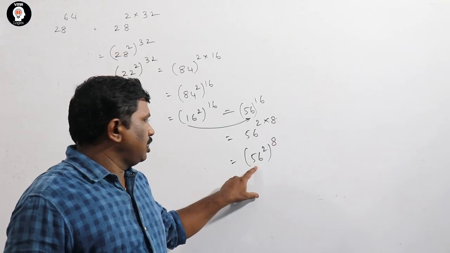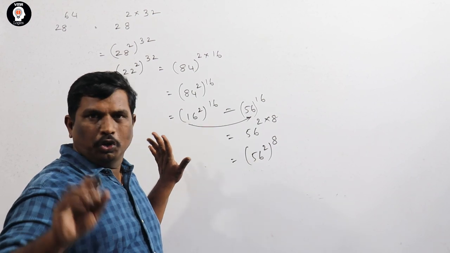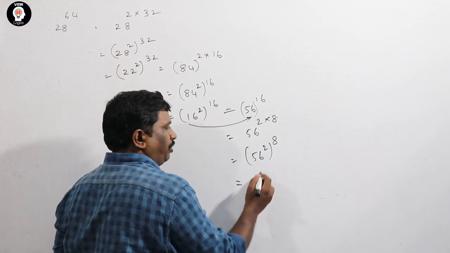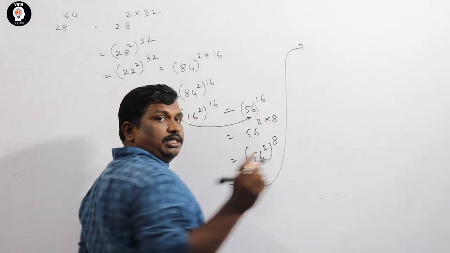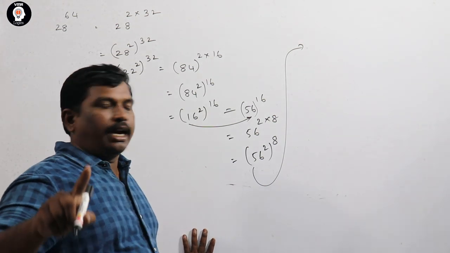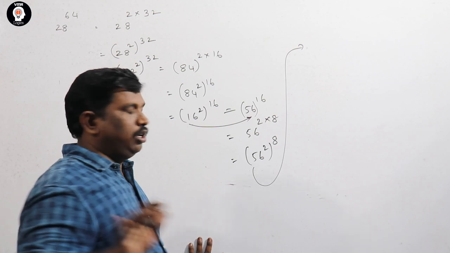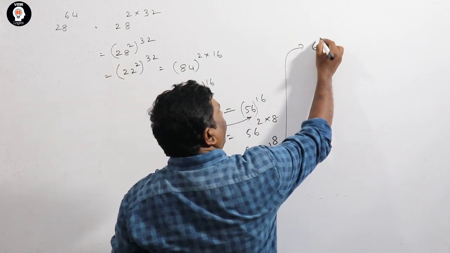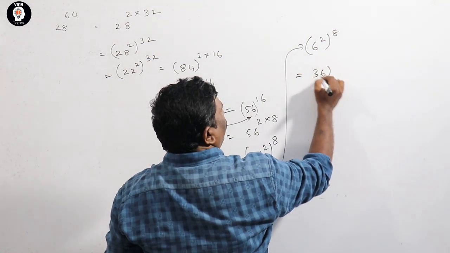So, guys, 56 square, 56 square power 8 is there. If I don't know 56 square, no problem. 56 square, 6 square, and 100 minus 56, all the same; last 2 digits are the same. So 56 square means I write 6 square whole power 8. 6 square is nothing but 36 power 8.